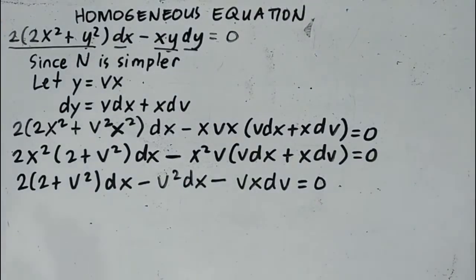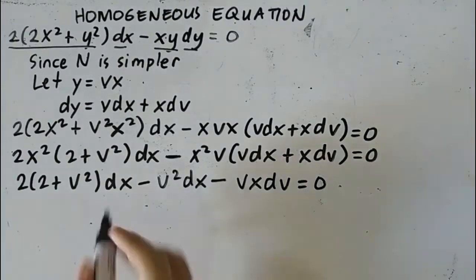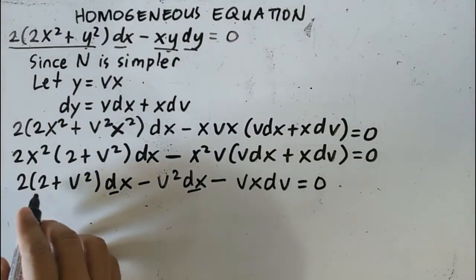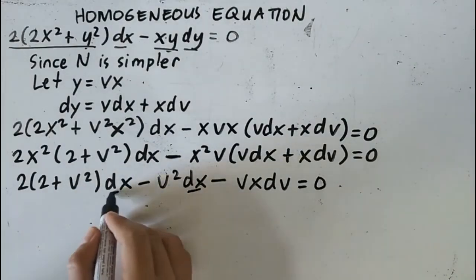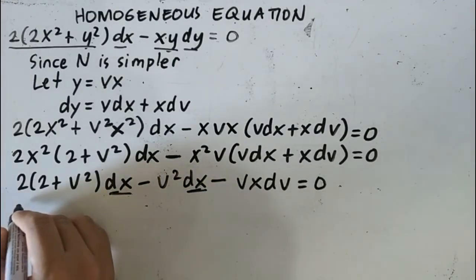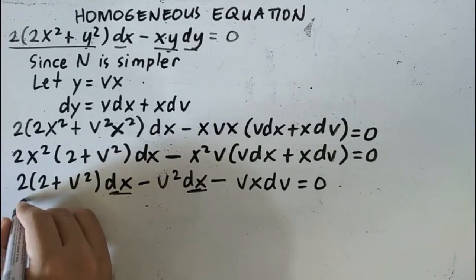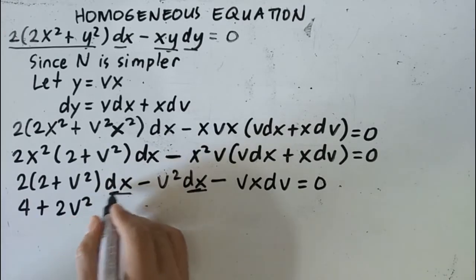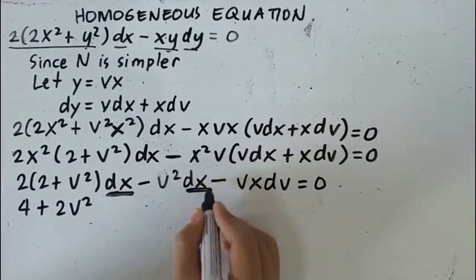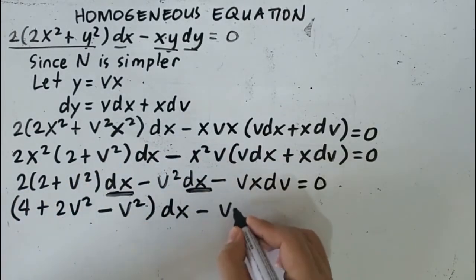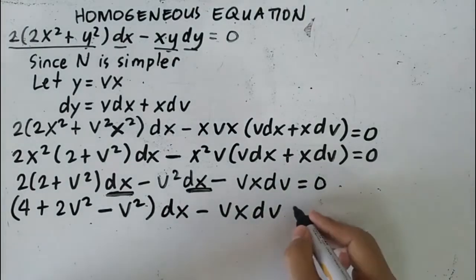And as we can see, we have dx here and another dx, two terms with dx, derivative of x. So we can combine these. We can factor out dx as a common monomial factor, which would result to, when we distribute this, 4 plus 2v squared, and we factor out dx. So what is left is minus v squared, and this is dx minus vx dv equals 0.